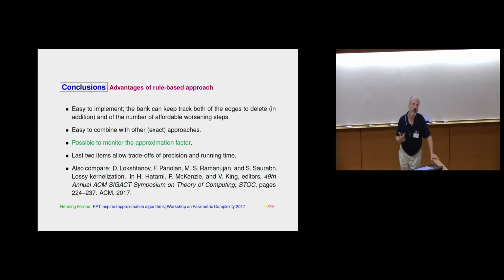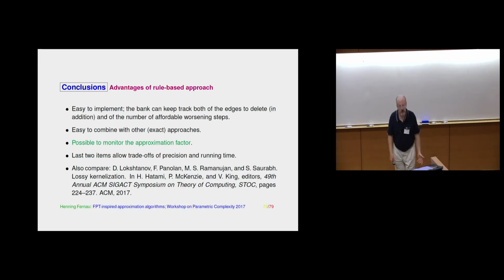This bank business, I think, is really something which is a kind of cute idea which I haven't seen before anywhere else. You may prove me wrong, but I already told you about the possibility to combine this with other exact approaches. But as I said, the main point here is really that this algorithm itself can monitor somehow its approximation factor. And knowing this, we can, of course, do many other things.